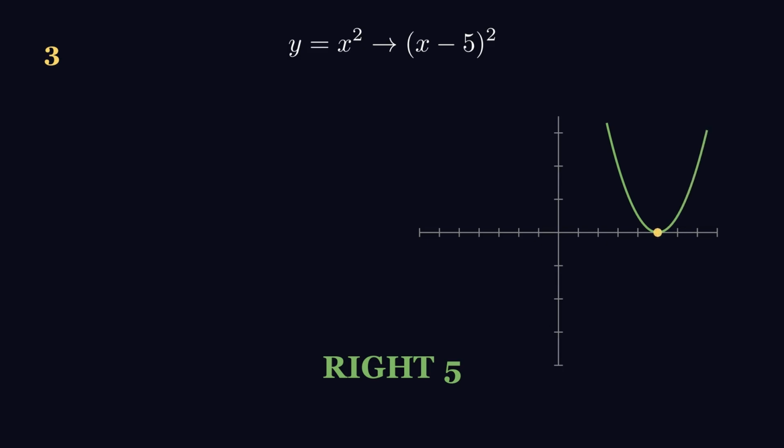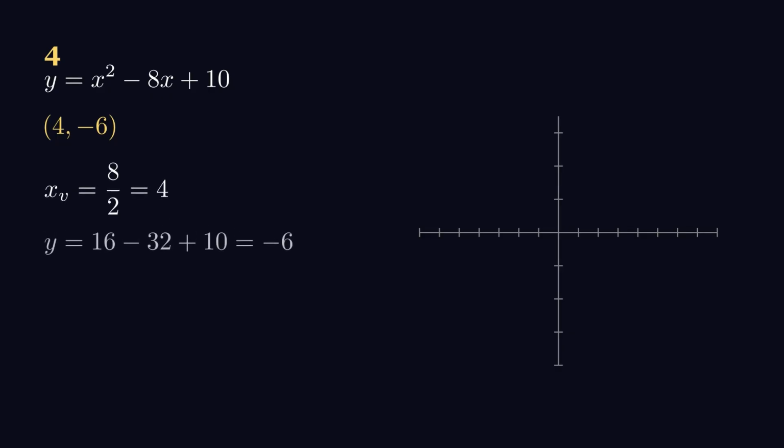3. Starting from y equals x squared, what does y equals the quantity x minus 5 squared do? Shifts it right 5. Said left, go stand in the rain and think about it. 4. Vertex of y equals x squared minus 8x plus 10. 4, negative 6. x is negative b over 2a, 8 over 2, 4. Plug in. 16 minus 32 plus 10, negative 6.